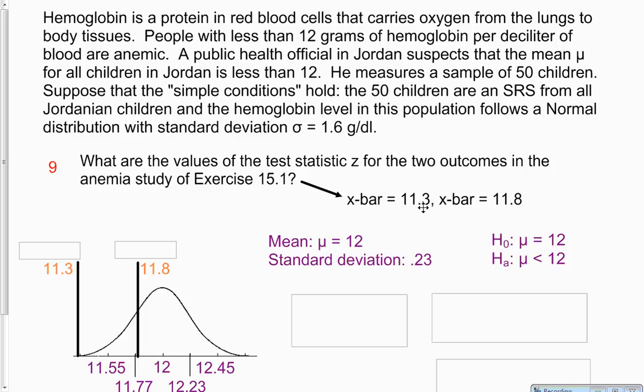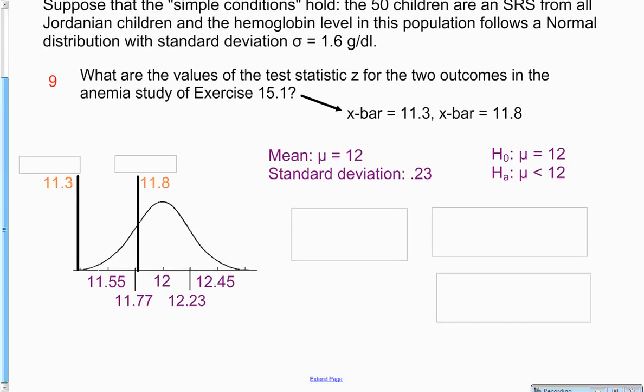The test statistic Z is what we need to calculate. Now Z is always how many standard deviations you are from the mean. So from our picture here, it looks like we're going to have something around -1 for Z because it's one standard deviation to the left, and another one that's approximately -3. So that's ballpark what we should be looking for based on the graph we drew in an earlier problem. We have the mean that we calculated of 12 and the standard deviation of approximately 0.23.